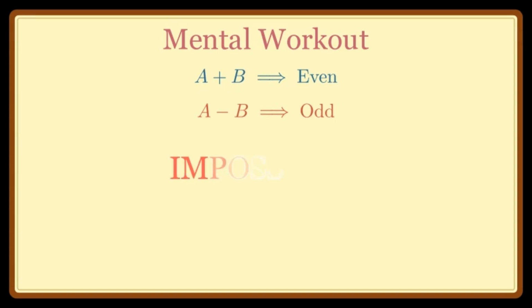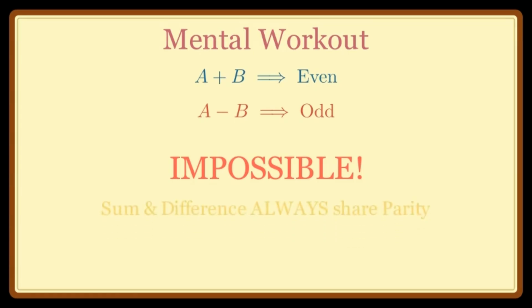Finally, what if someone claims they found two mysterious integers where their sum is even but their difference is odd? You can confidently tell them that is impossible because we just proved that the sum and difference of any two numbers must always share the exact same parity. And there you have it, folks. No magic, no guessing, just solid mathematical logic proving exactly why the rules of parity work every single time.